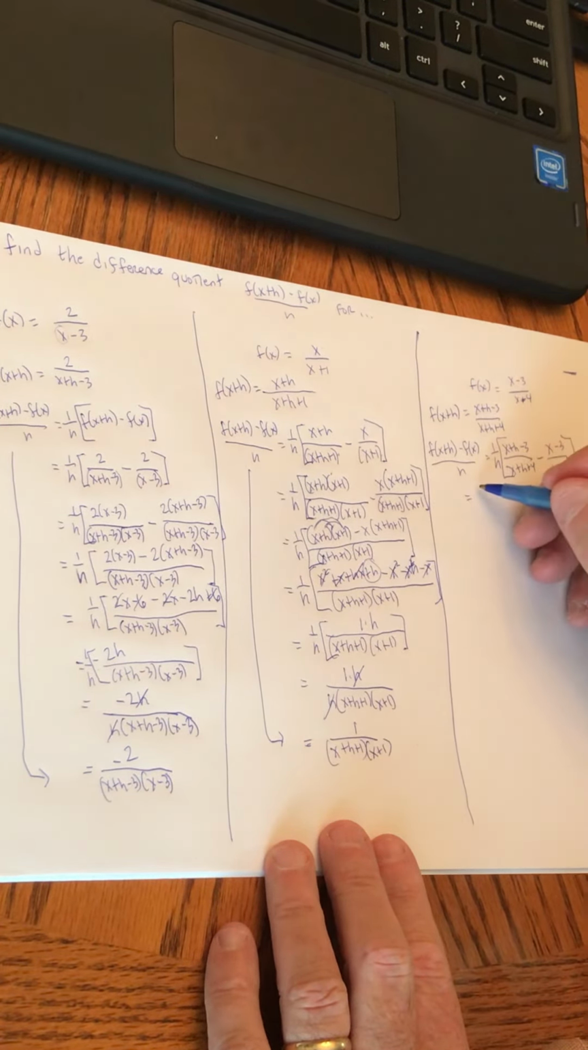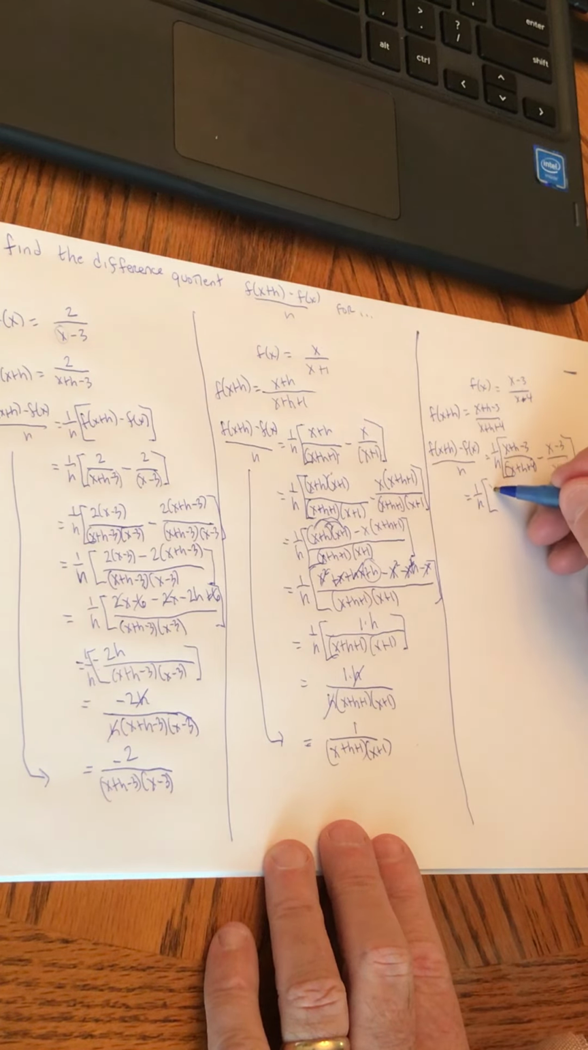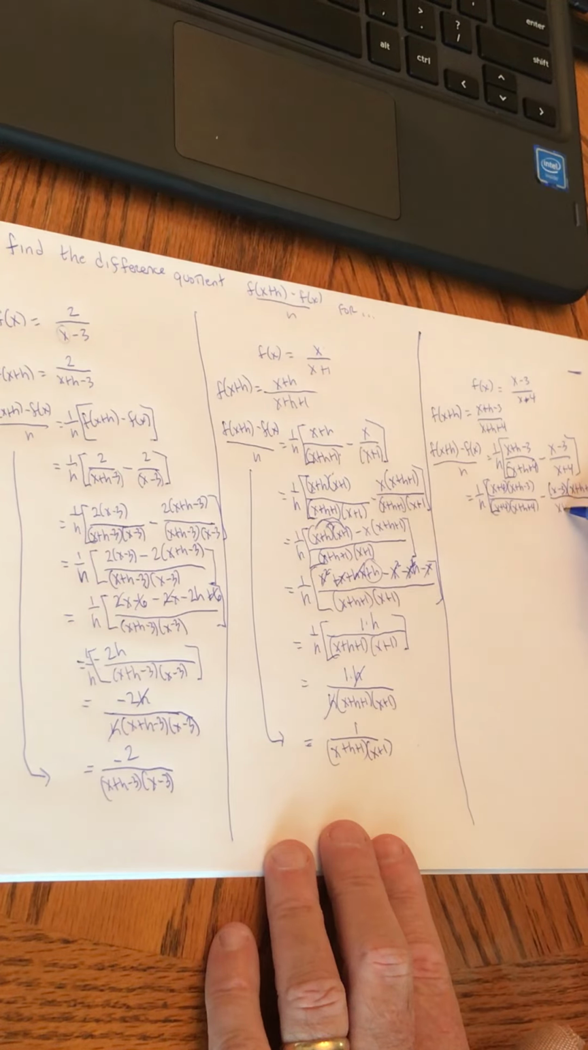I need a common denominator. I'm going to multiply this fraction by x plus 4 over x plus 4. So I get x plus 4 times x plus h minus 3 over x plus 4 times x plus h plus 4. That's all minus. Multiplying this fraction by x plus h plus 4 over x plus h plus 4. So I get x minus 3 times x plus h plus 4 over x plus 4 times x plus h plus 4.